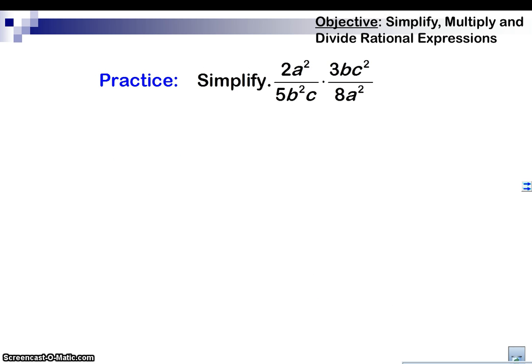Alright, so go and practice this one. I'll give you a second to work on that. Alright, so we've got this a squared with this a squared. 2 goes into 8 4 times. B goes into this one once. C goes into this one once. And that's about all I have. So I'm left with, on the top, 3c over 5 times 4, which is 20, 20b. That's it. Okay? All right, let's look at another one.